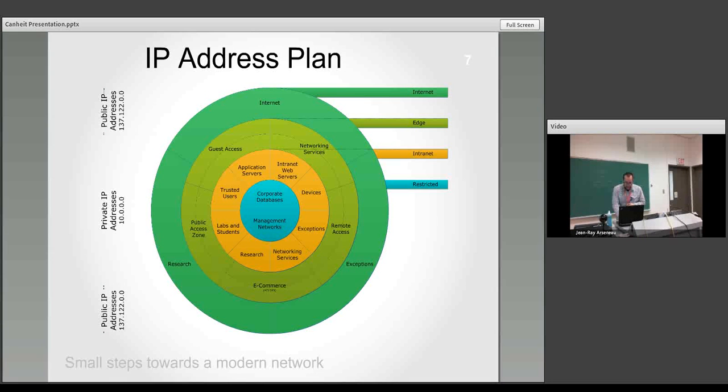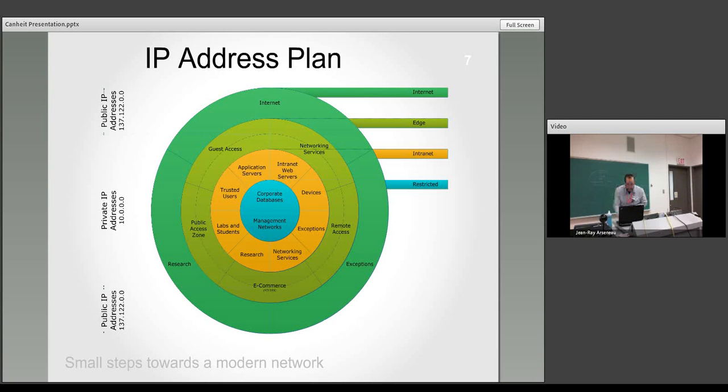The four layers are the internet, the edge, the intranet, and the restricted zone. The components of some layers are quite straightforward, such as the restricted zone, which consists of the corporate database and our management networks, while the intranet zone consists of university applications and intranet web servers. The public zone, well, we call it the internet zone, is where, again, we have our e-commerce apps, our guest access, and the internet access.